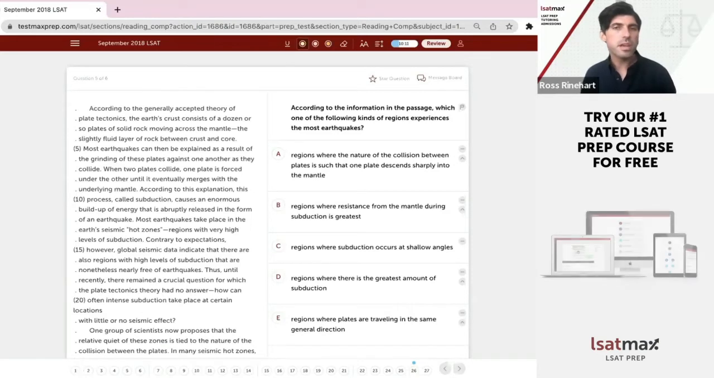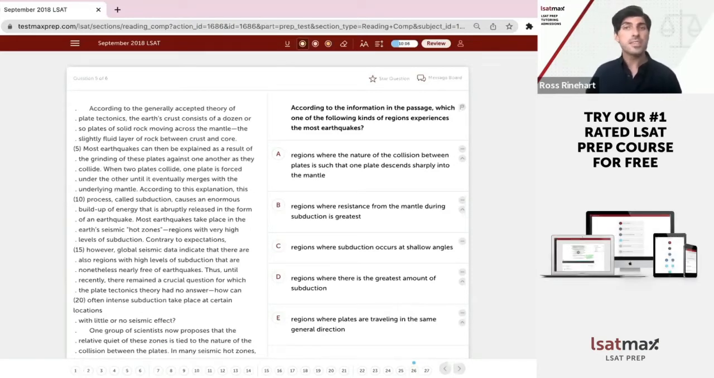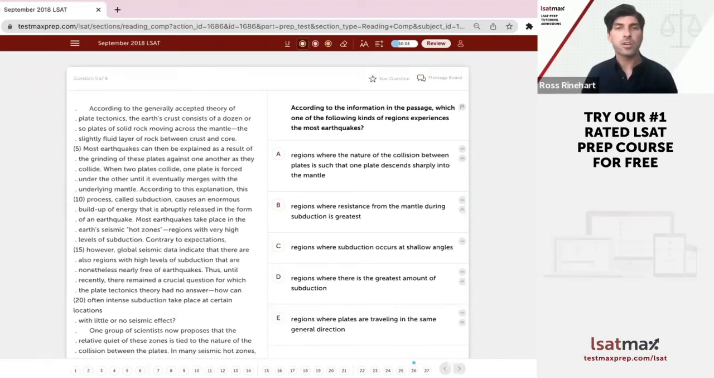Now, even experienced test takers might get to this question and think, oh, this is a great question for Ctrl+F. It's asking about a little detail in the passage. We would classify this at LSATMax as a minor detail question.